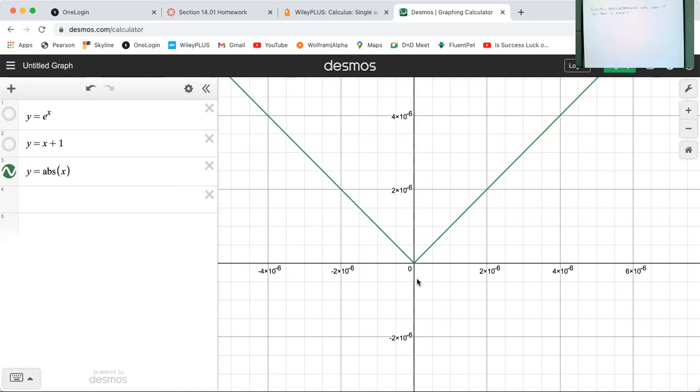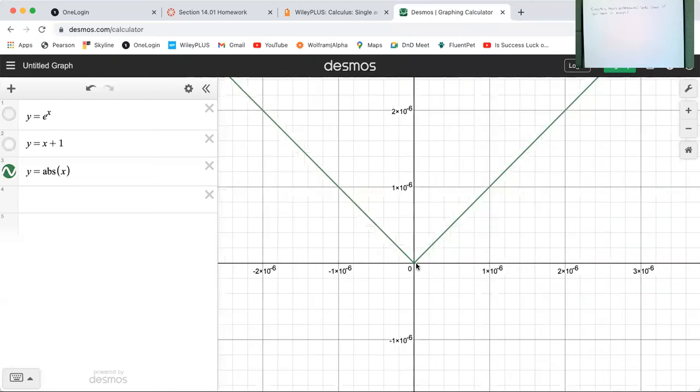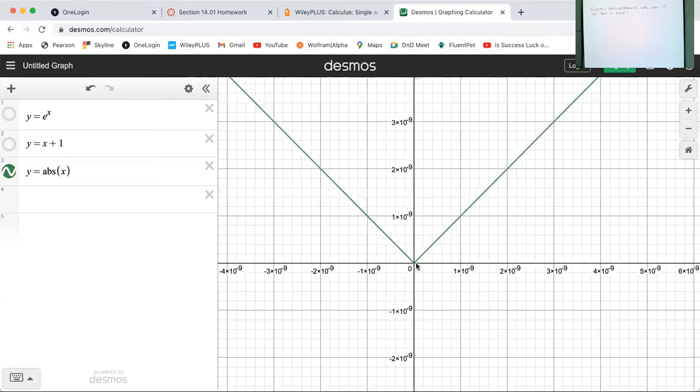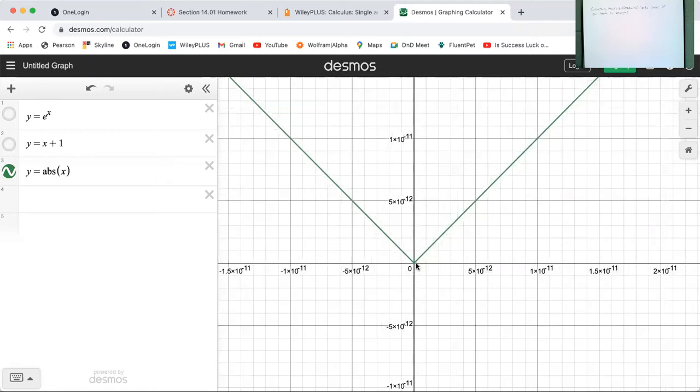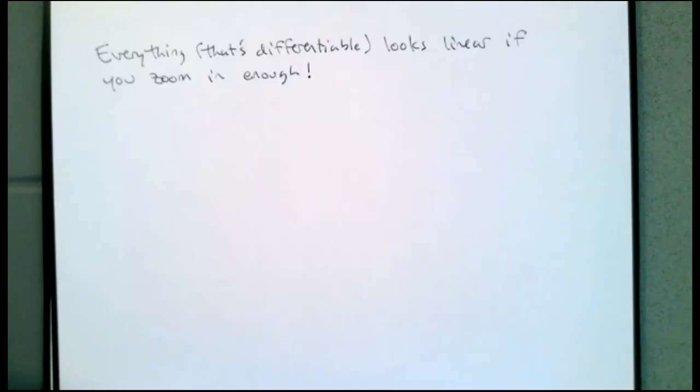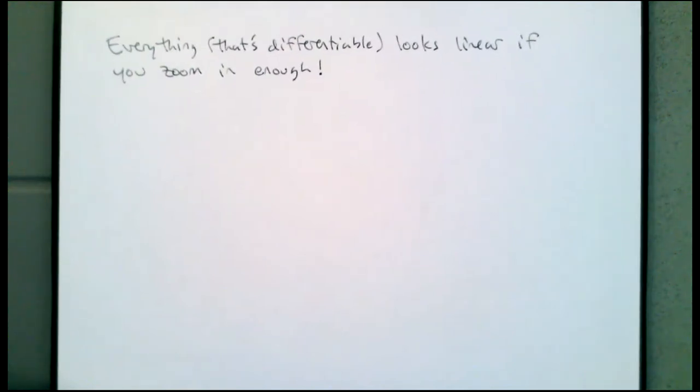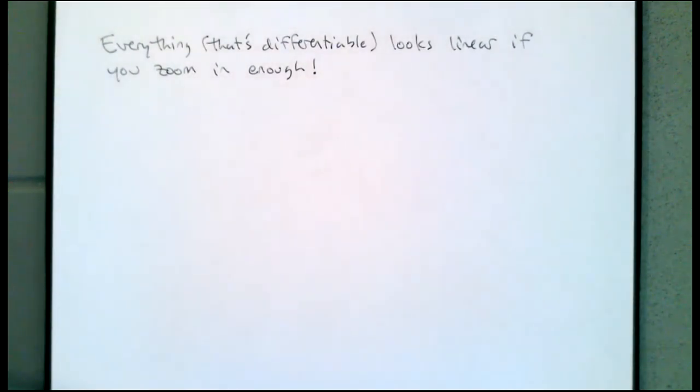That's the refinement of differentiability over continuous. This function is not differentiable at the point 0. So even though we zoom in really far, it's a pretty impressive amount of zoom here, it never looks like a nice flat line. There's no one tangent line that we could stick at this point. So the idea is everything that's differentiable looks linear if you zoom in close enough.